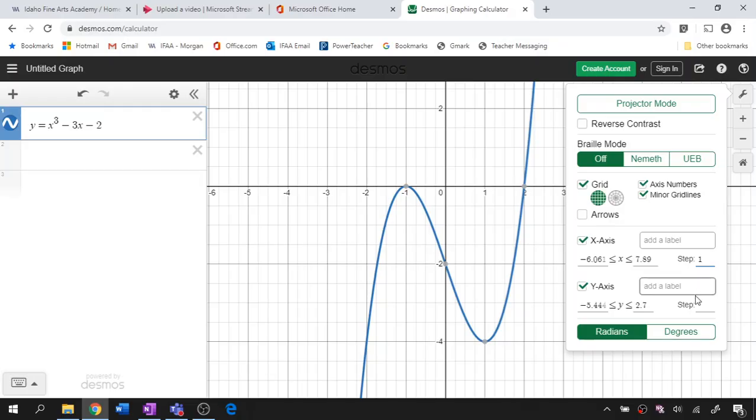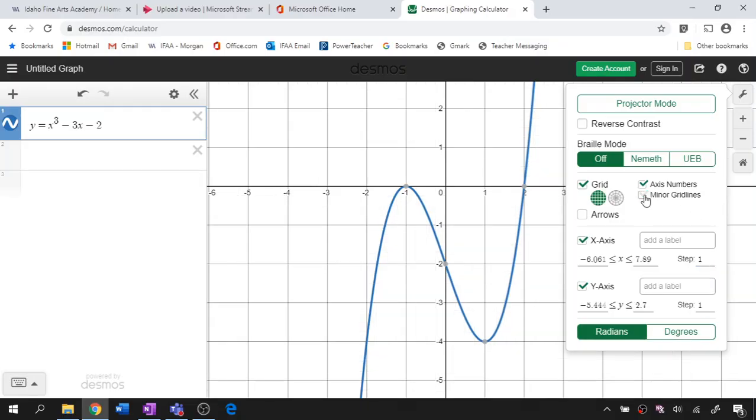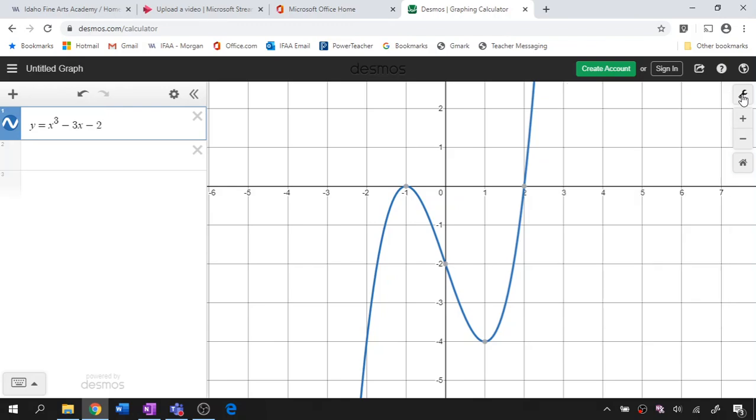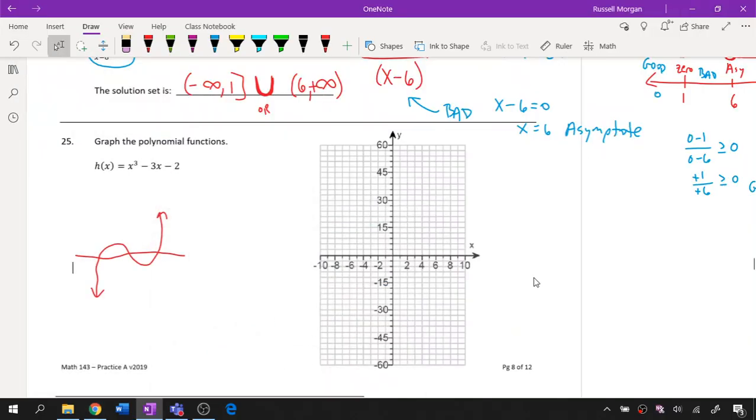I'm going to say step size 1, and I also like to turn off the minor grids. There's just too many lines on there. Click the wrench again, and there we go. Now I can see it crosses at -1. Ooh, it crosses at -2, and it crosses at 2. Let me mark those on my graph here at first.